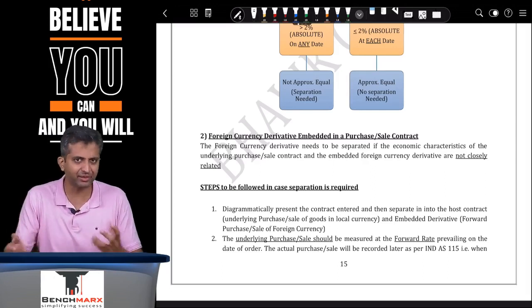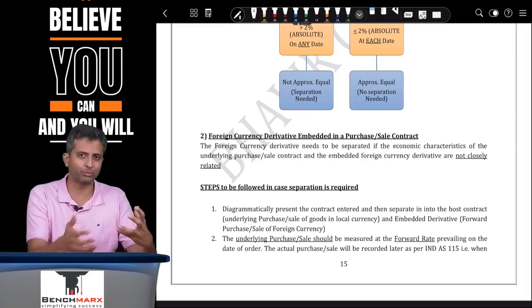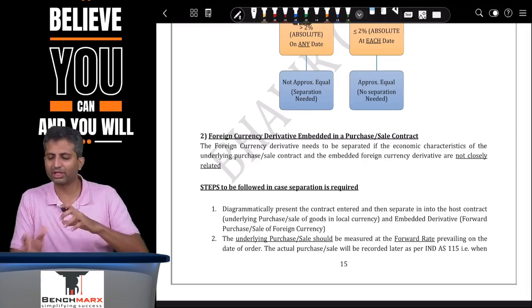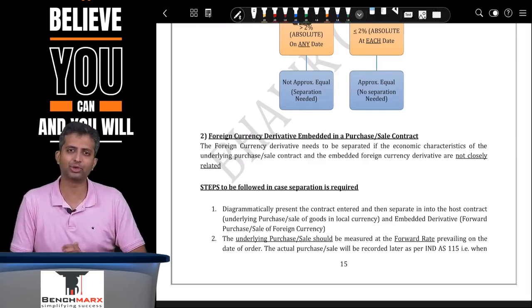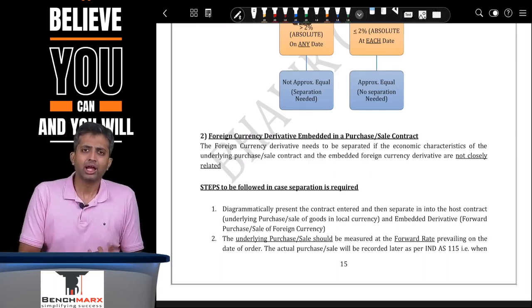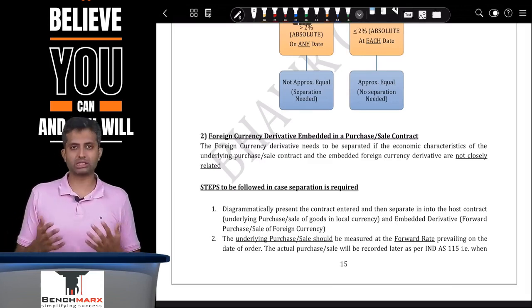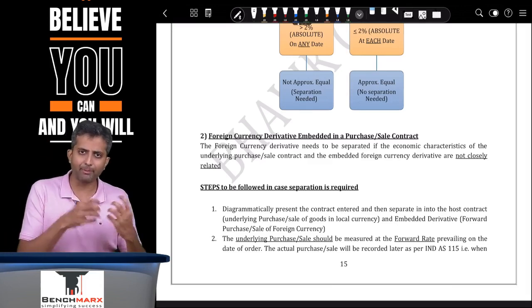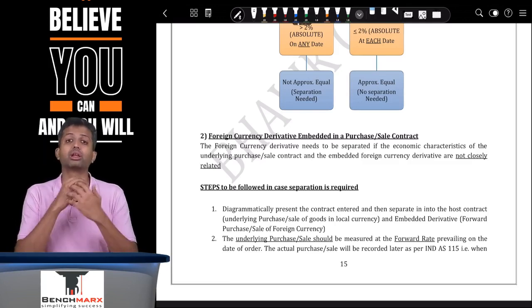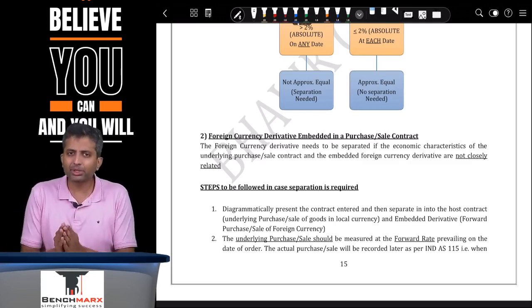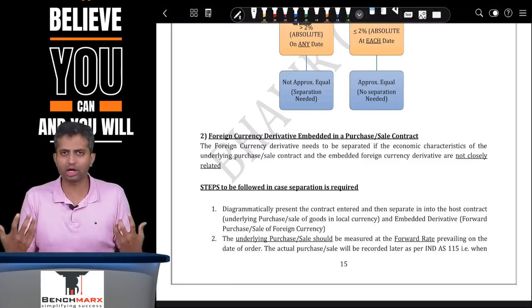Now it's very difficult to compress this, so I would recommend, if you are not very clear, refer to the slightly more detailed video on this. But this is something that you don't usually do. So when is this done? This is done if the embedded derivative and the host contract are not closely related. But typically the foreign exchange and the sale are closely related.